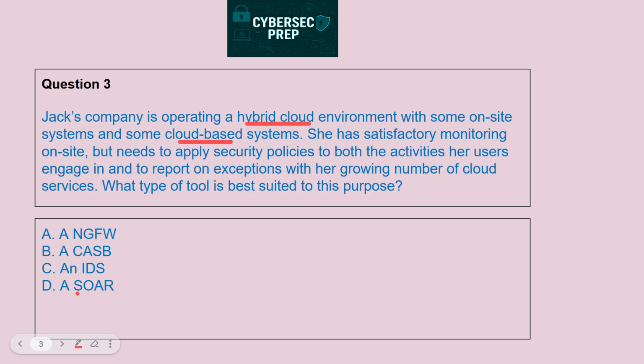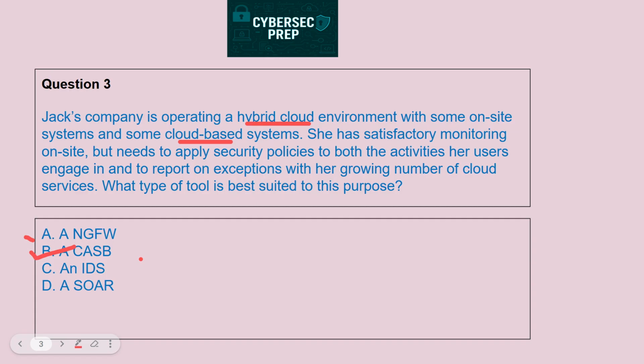Now we have to choose the best option among these four. The question states that the environment is hybrid, so they are using on-site and cloud-based systems. So for this, the best option among the given options should be CASB. Why? Because CASB is designed to sit between a cloud environment and the users who use it, and it also provides monitoring and policy enforcement capabilities. So far option B is the best answer. But let's see what other options are.